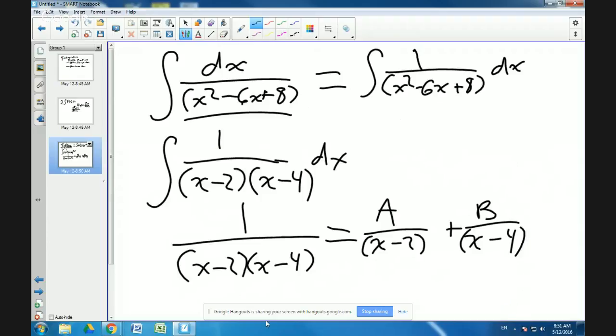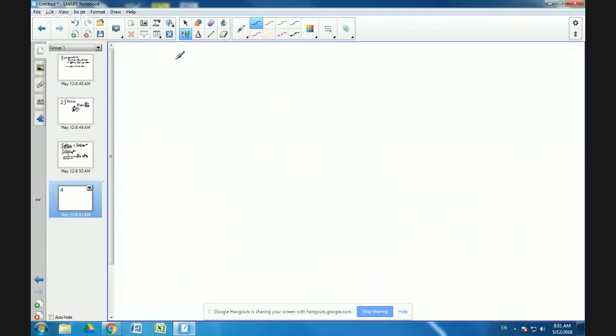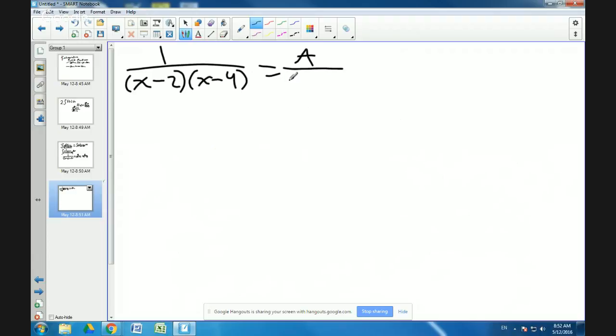Now, the next step is to cancel the denominators across all sides. So I'm going to rewrite it real quick. 1 over x minus 2, x minus 4 is equal to A over x minus 2 plus B over x minus 4. Now, in order to cancel the denominator on all terms, you have to multiply them by the entire bottom. So this entire piece right here will be multiplied by the bottom again.